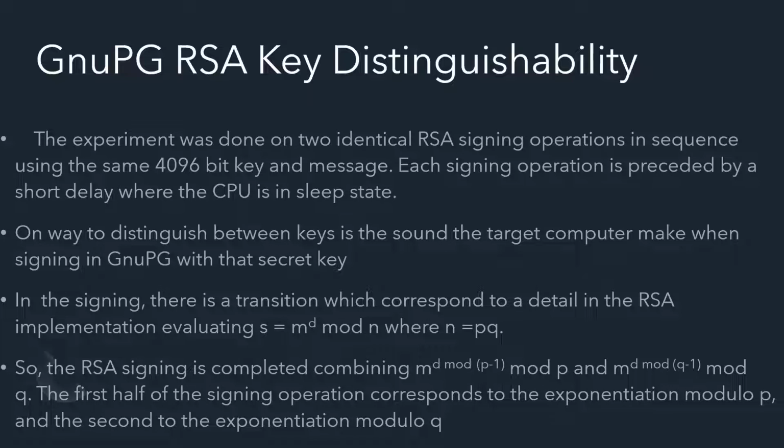So the signing is computed by combining M^d mod P-1. I will not read everything. As you can see, there is the formula right here. The first half of the signing operation corresponds to the exponentiation modulo P, and the second to the exponentiation modulo Q. I will show an image to explain what is happening here. Let's go to the next slide.